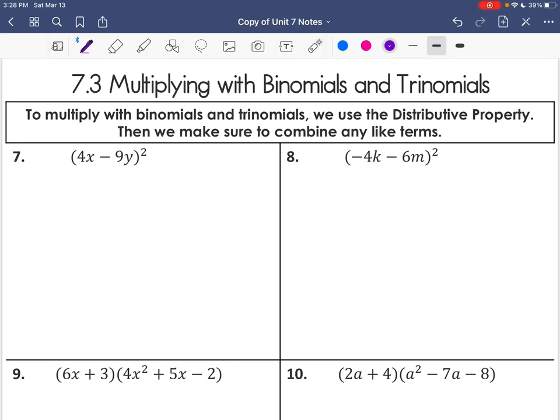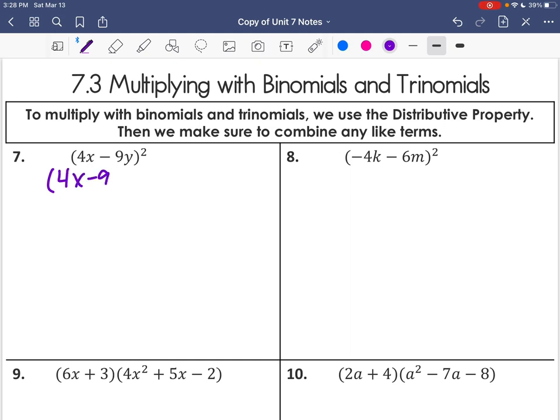All right, this is the second half of 7.3, multiplying with binomials and trinomials. In the second half of this video, we will finish up when we have a binomial squared, which is what 7 and 8 are, and then we will move on to a binomial times a trinomial. So again, I'm going to work these where I'm going to do the odd numbers double distribution and the even numbers box method.